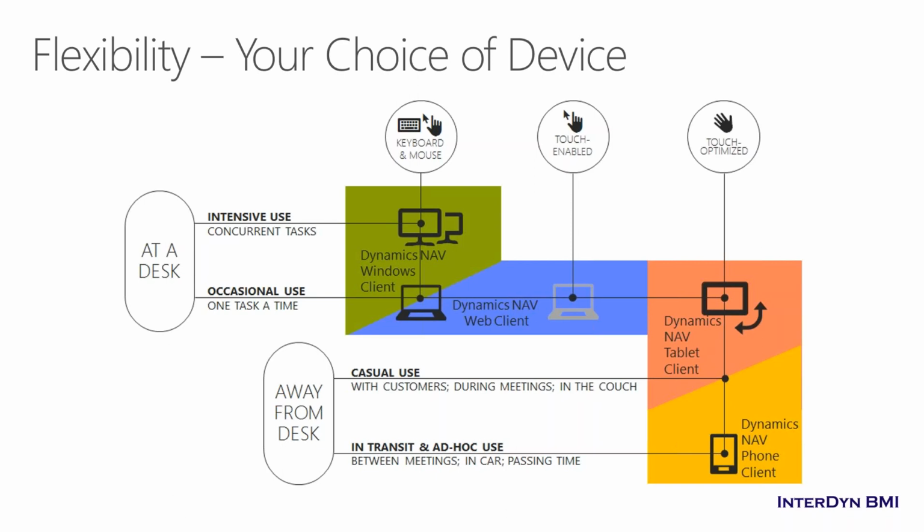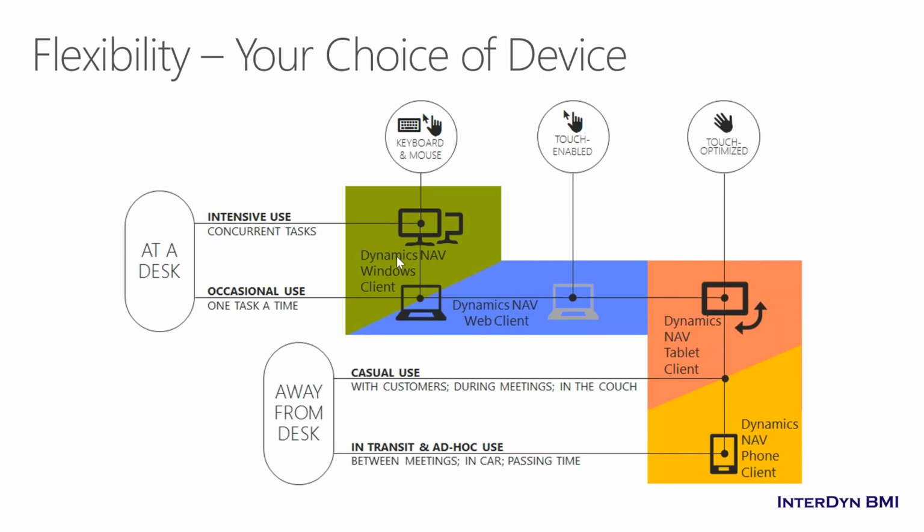And then finally, we've got that tablet and the phone client for people who are up and about most of the time, need access to Dynamics Nav on the road, and it's touch optimized. So not only are you going to be able to see the same information, but the screens that you see are going to be with larger icons, things that you will be able to get to without a mouse and a keyboard.